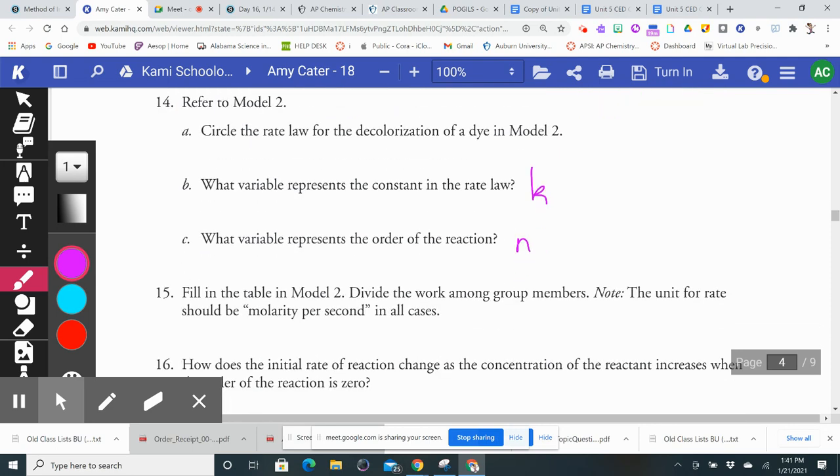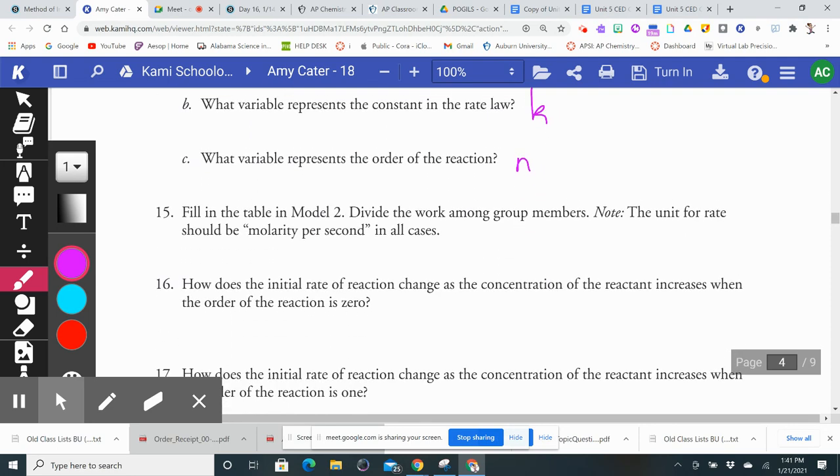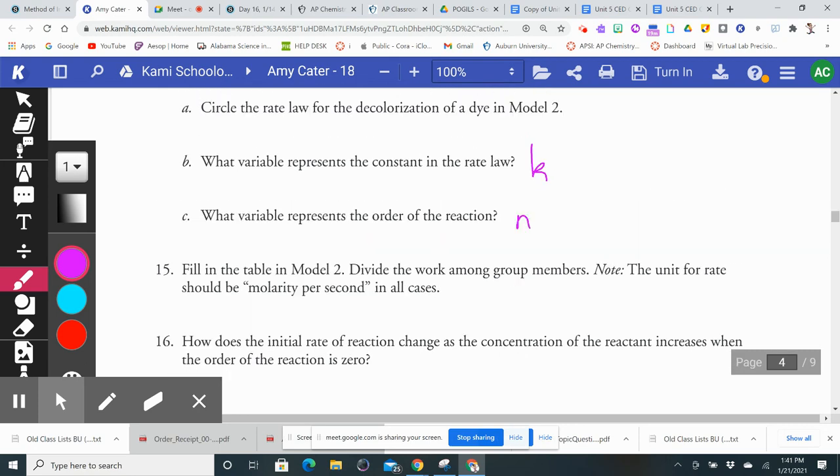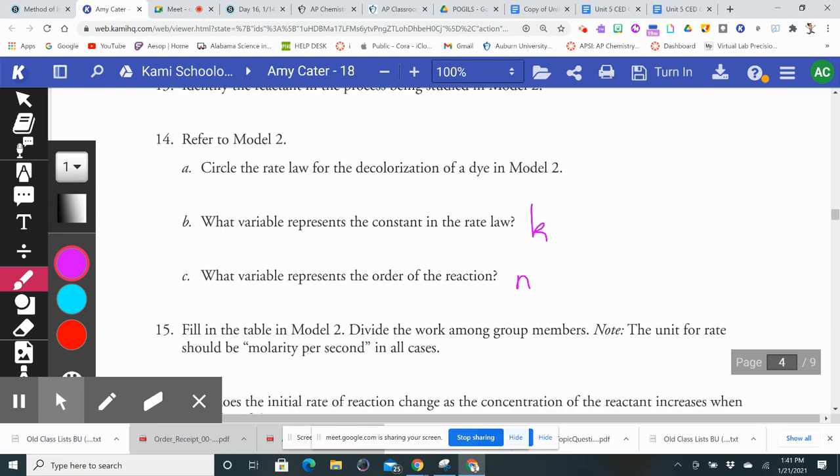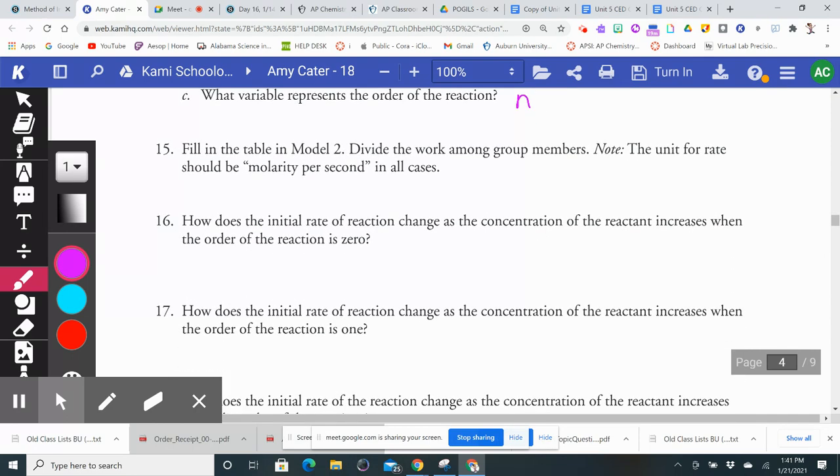So fill in the table in Model 2. We did that already. So the unit should be molarity per second. So all of these should be capital M per S. Get used to your units, because if you watched the Ed puzzles, she said very specifically, they will ask you questions like, what are the units for K? So you got to get it right. There's no partial credit on that. If you're carrying your units through your calculations, finding the unit is not a hard thing. If you leave it off, then it is.